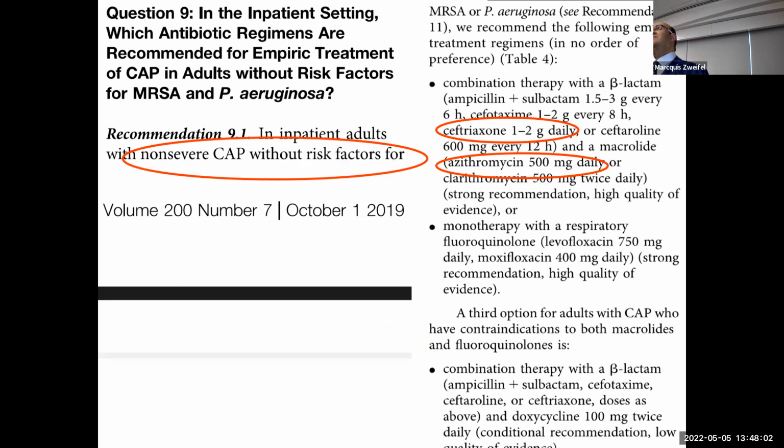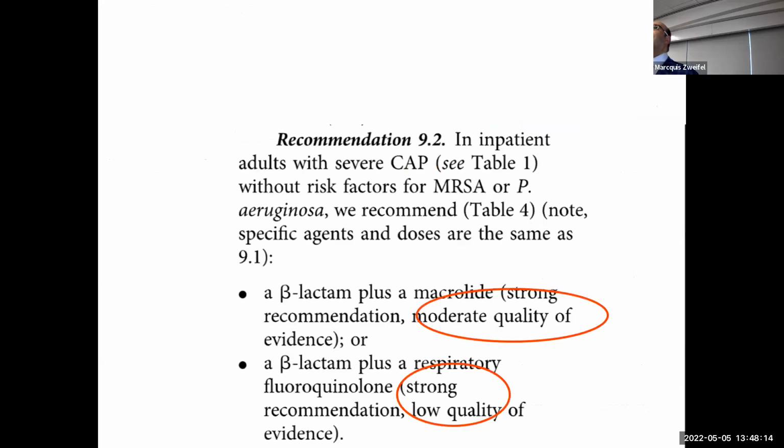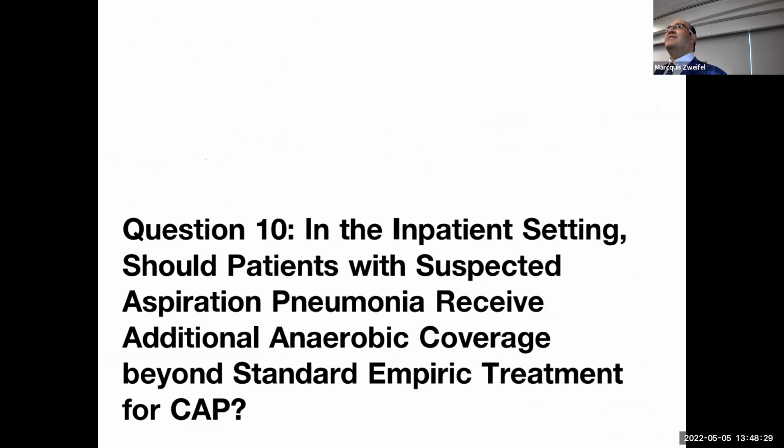So non-severe, ceftriaxone, as I told you, 1 to 2 grams. I want you to cover with 2 grams. Azithromycin, 500 daily. Okay, not 500 and 250s for the inpatient. There is a little bit stronger or better quality data for the beta-lactam plus macrolide compared to the quinolone, but there are some areas that have some macrolide resistance, so it may not be the best for that case.